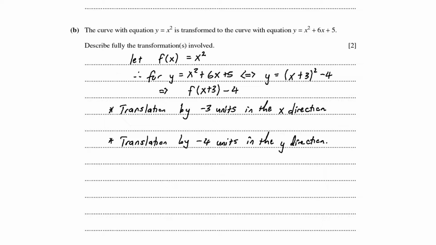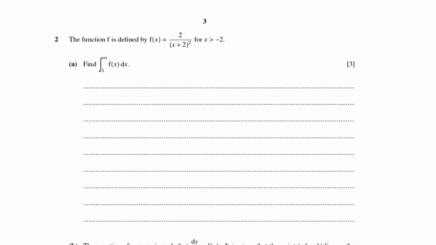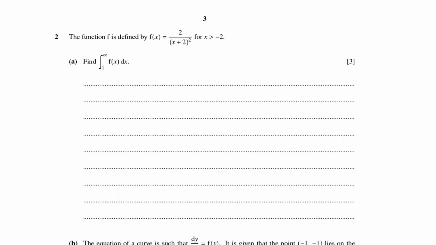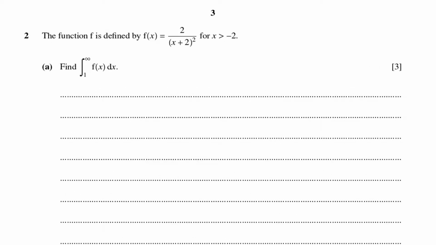Let's scroll down to the next question. Question number 2. The function f is defined by f of x is equal to 2 over (x plus 2) squared for values of x that are greater than minus 2. So on A, find the integral from 1 to infinity of f of x with respect to x.